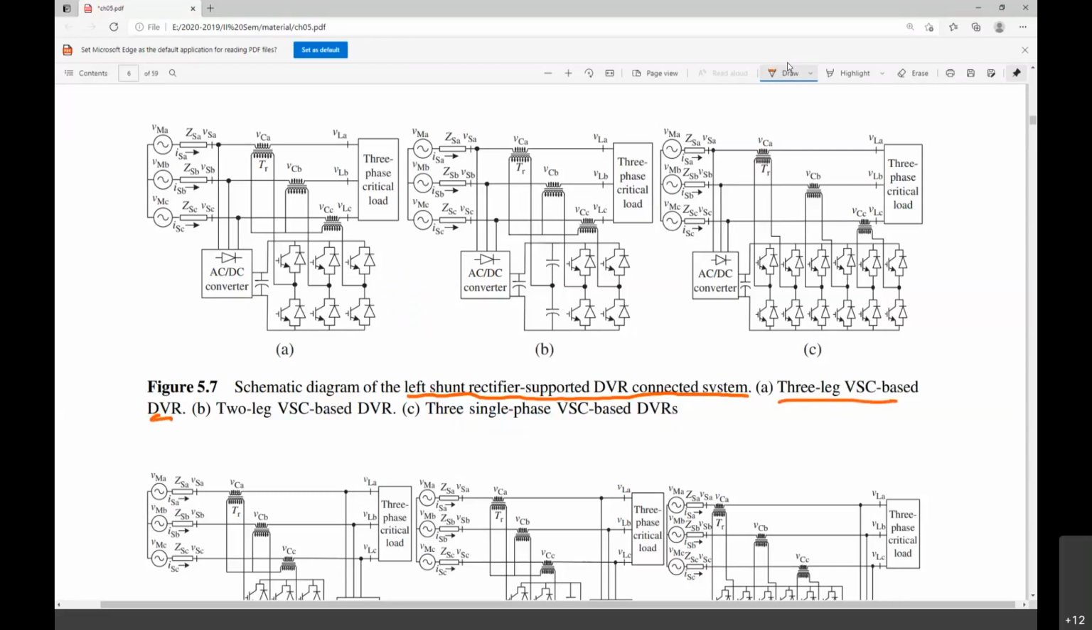3-leg. You have 3 legs, and this is the rectifier, and they didn't even connect a capacitor, a filter. Especially there should be a filter over here, but there is also an inductance. But this inductance is sometimes not required, because the transformer inductance itself is enough. Yeah, this is about the 3-leg VSC based DVR.